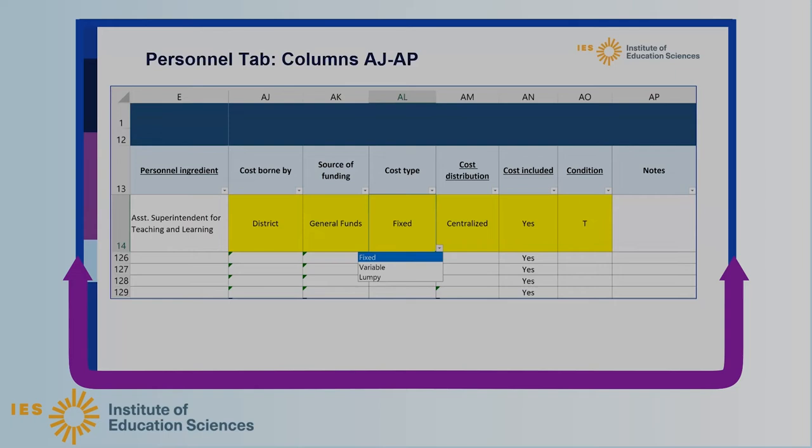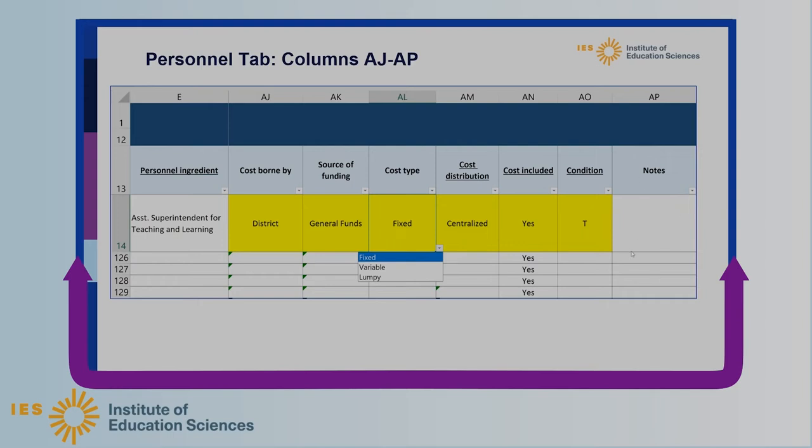In column AN, you can change yes to no to exclude an ingredient from your results. For example, if you're doing a treatment on the treated analysis and want to remove ingredients from schools that are treated. In AO, you choose the condition, T or C. Finally, AP is for any notes that didn't fit anywhere else.